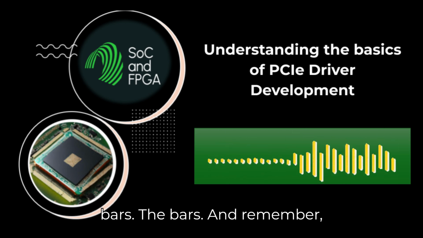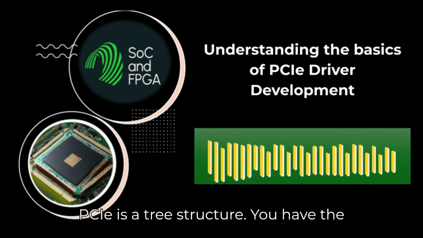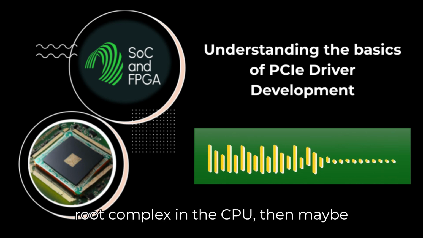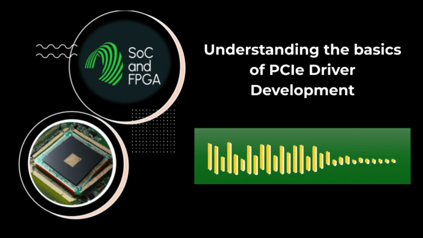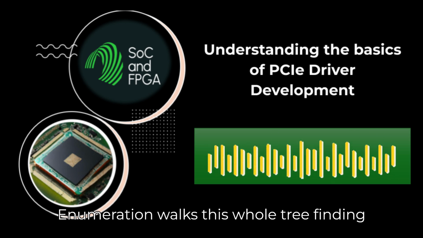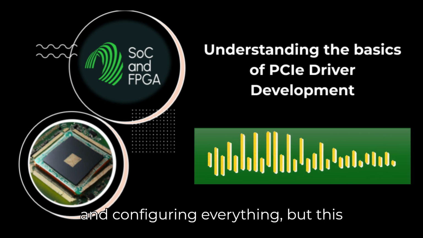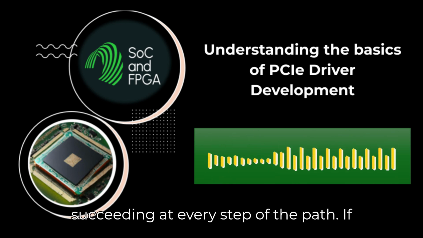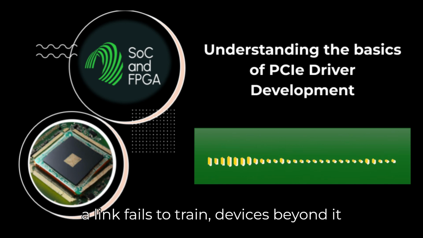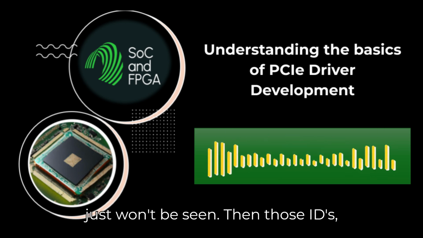The BARs. Okay. And remember, PCIe is a tree structure. You have the root complex in the CPU, then maybe PCIe bridges branching out to the slots where endpoint devices are connected. Enumeration walks this whole tree, finding and configuring everything. But this whole process relies on link training succeeding at every step of the path. If a link fails to train, devices beyond it just won't be seen.